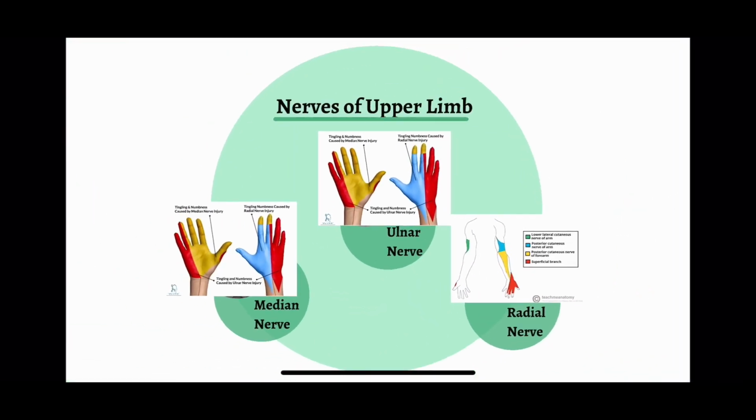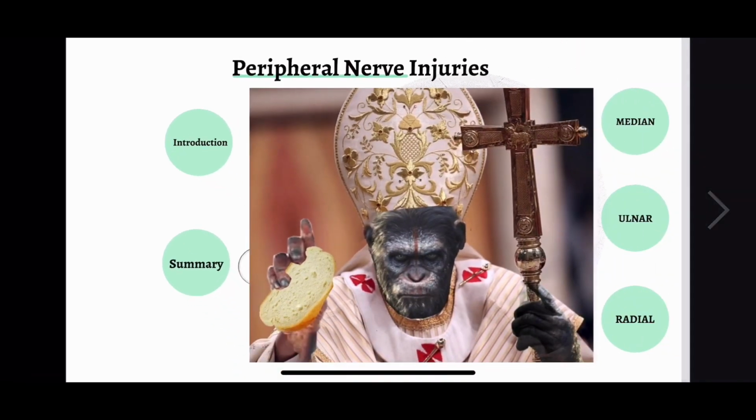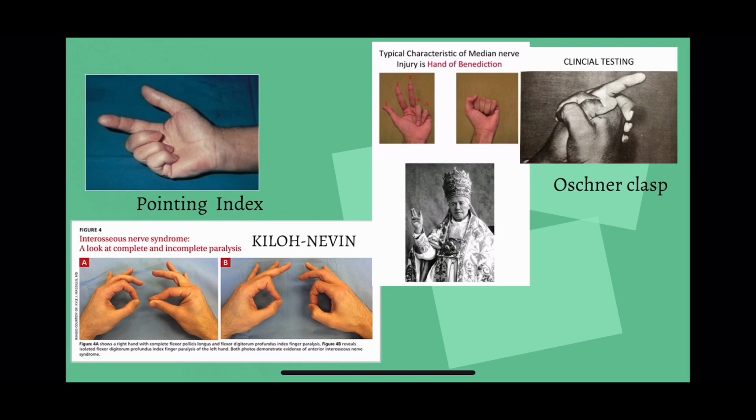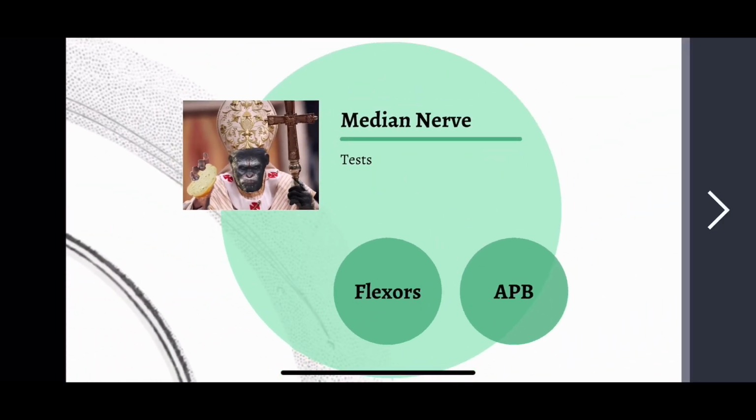Coming to the tests, we will be solving the concept behind these tests. For median nerve, you can test the flexors because it supplies the FDS and FDP 1 and 2. FDP 3 and 4 are supplied by the ulnar nerve. So the pointing index, the Kilo Nevin sign, Benedict sign, Osner clasp. I think all of you know the concept and the logic behind these tests.